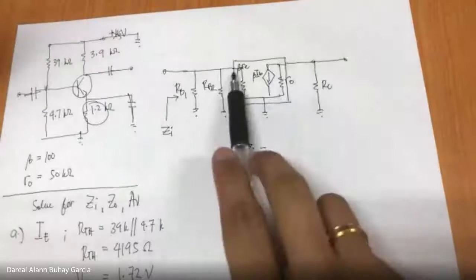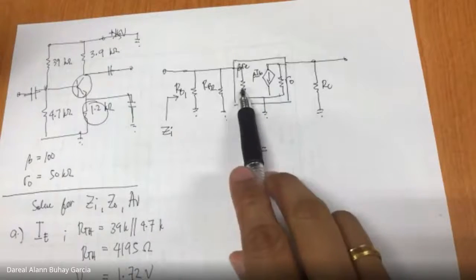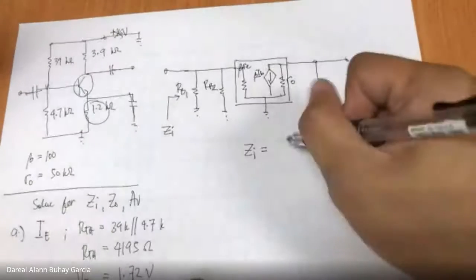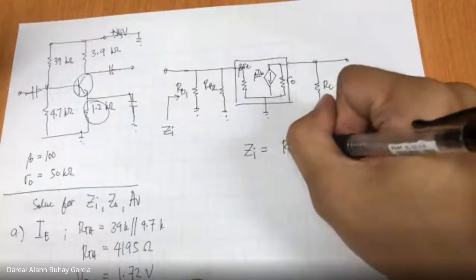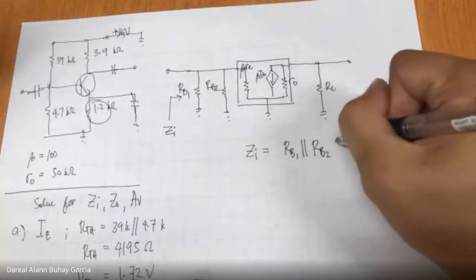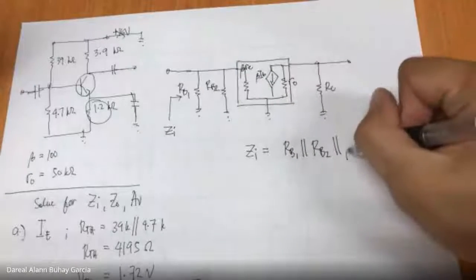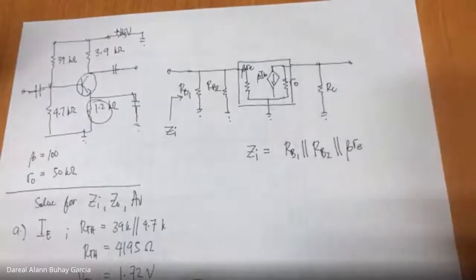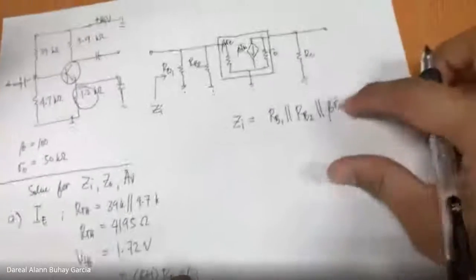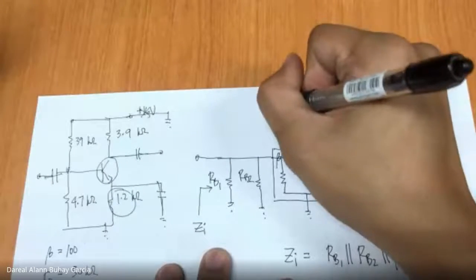Di ba ang total nga resistance dili is parallel ni sila nga tulo? Diba? So the input impedance is just plainly RB1 parallel RB2 parallel beta RE. Okay? And wala pang tayo RE. No? So let's solve first the value for RE.